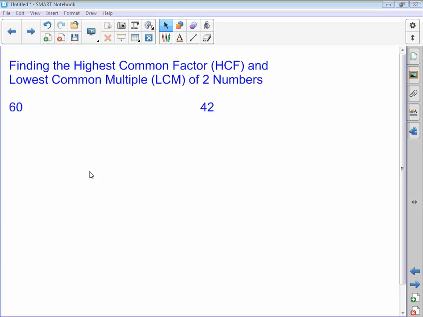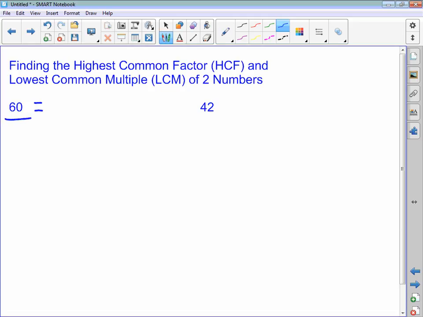I'm going to show you how to find the highest common factor and lowest common multiple of two numbers. The first thing that you need to do is write your numbers in prime factor form. So we're starting with the number 60. 60 written in prime factor form is 2 times 2 times 3 times 5.